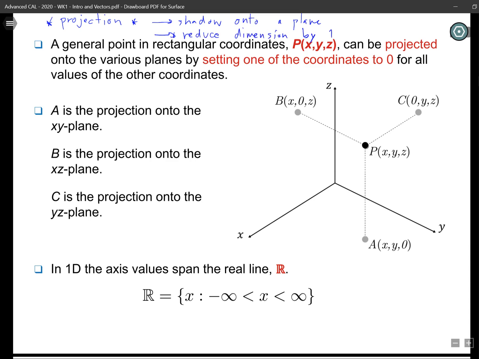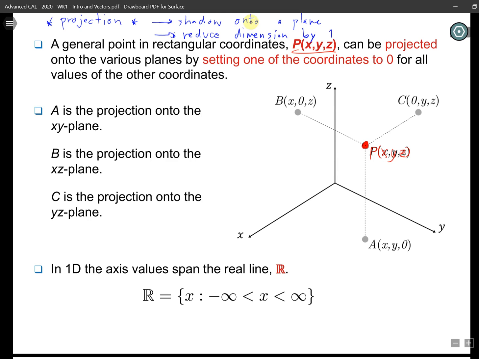Okay. Alright, so let's take a look at this point P, and we know the location of this point by using the Cartesian coordinate system, this point P. And we know where it is by using x value, y value, and z value. Okay, now we want to project this point onto different planes. Okay, so what kind of planes are we talking about here?